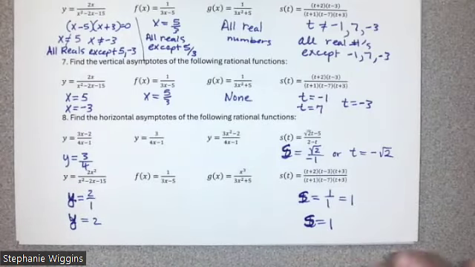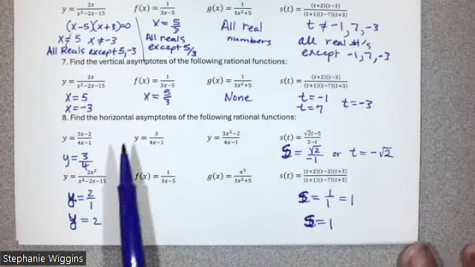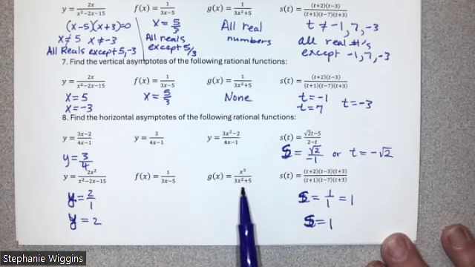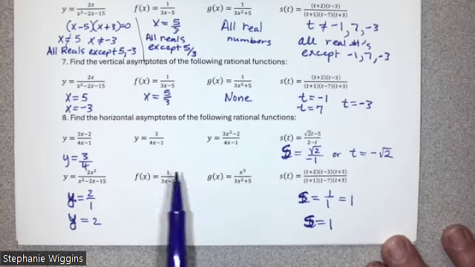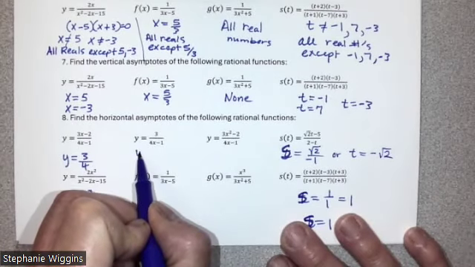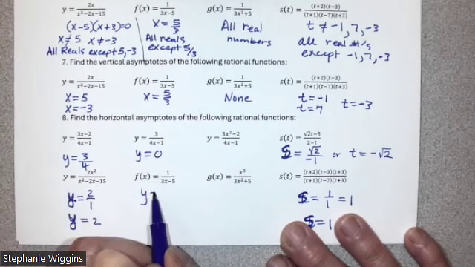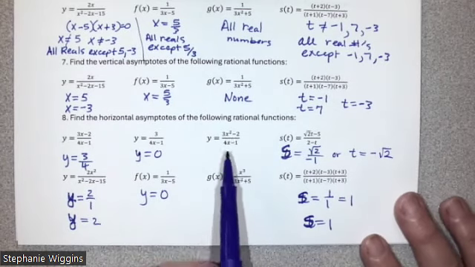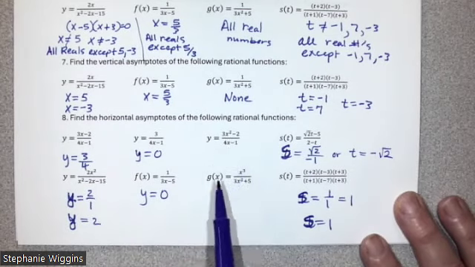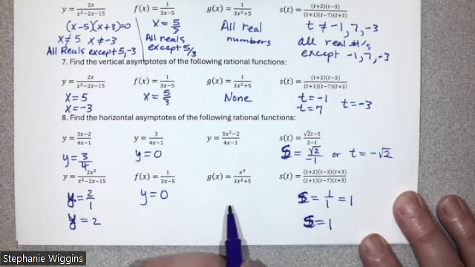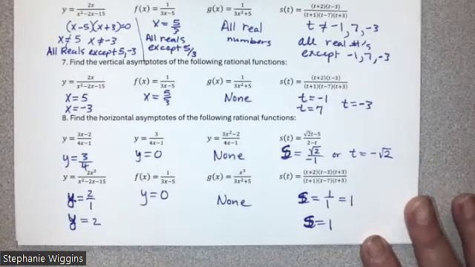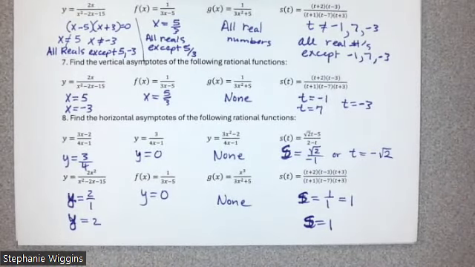Now I'm going to look where the degree of the denominator is bigger. So that would be here, the degree is 1 versus 0. Here, the degree is 1 versus 0. So these two have y equals 0 as your horizontal asymptotes. And now here, the degree of the numerator is greater than the denominator. And same here, numerator greater than the denominator. So this would be none. No horizontal asymptotes.